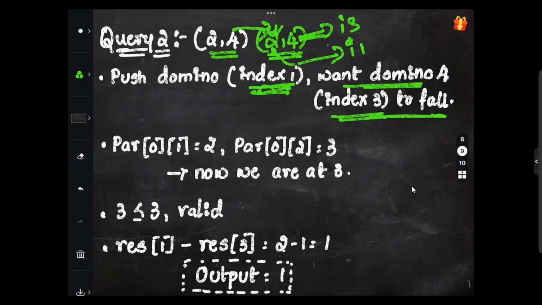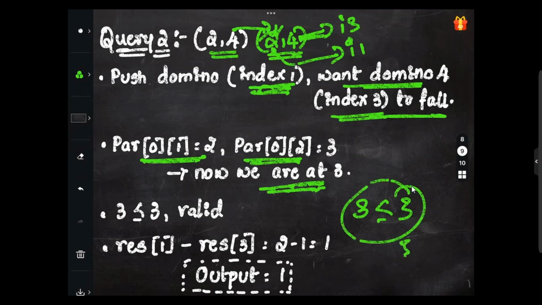According to the question, prefix of 0 1 is nothing but 2, and prefix of 0 2 is nothing but 3. So now we are at 3. We will check whether 3 is less than or equal to 3. Yes, 3 is equal to 3, so this is valid.